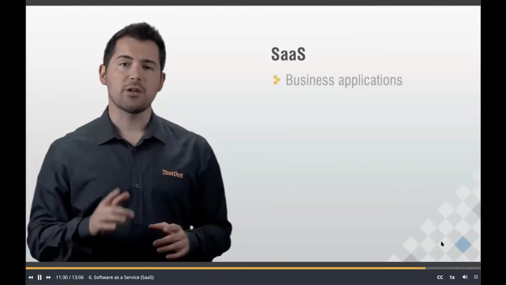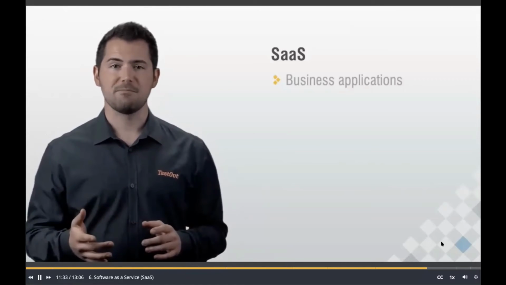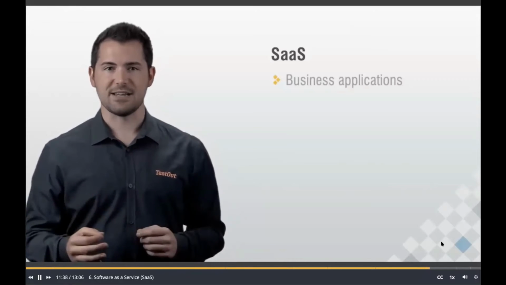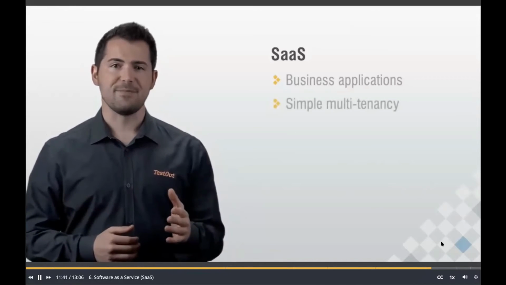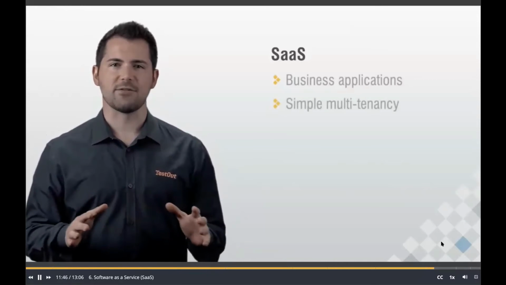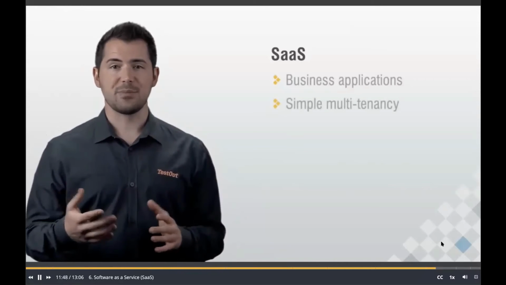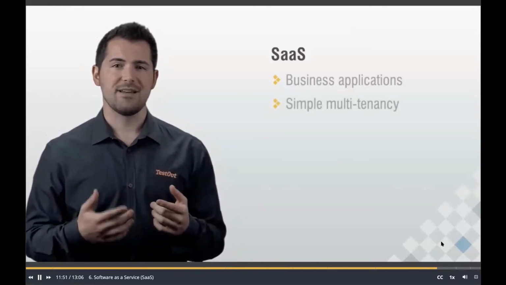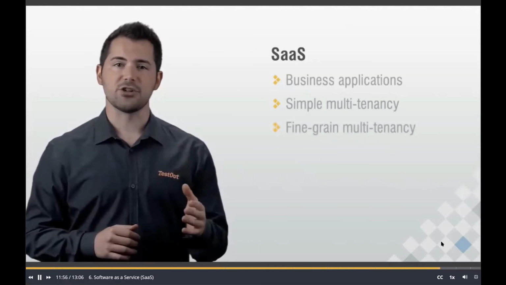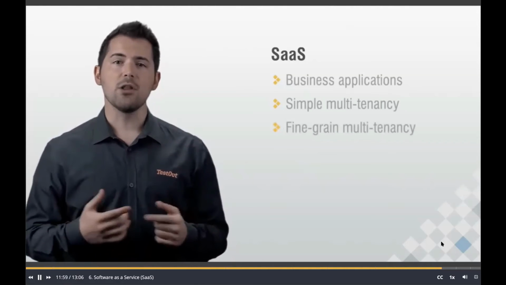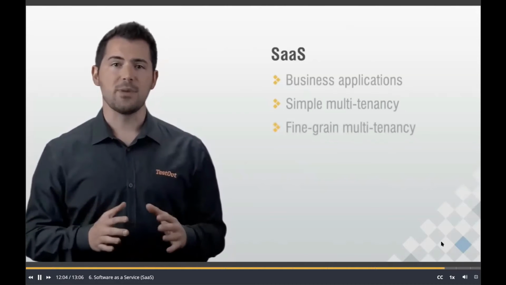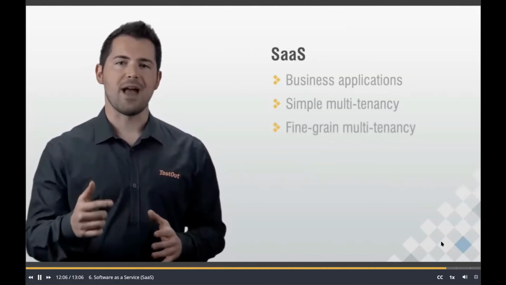Before we finish, there's one other thing you need to understand about SaaS. SaaS comes in two forms: simple multi-tenancy and fine-grained multi-tenancy. With simple multi-tenancy, each customer of the cloud service provider has their own resources that are completely segregated from other customers. And you can do this, but it's a relatively inefficient way to do things. Fine-grained multi-tenancy is more efficient. It offers the same level of segregation as simple multi-tenancy, but all of the resources that are used by each customer are shared. Your data is segregated, so nobody else can see it, but your computing power and applications are shared.